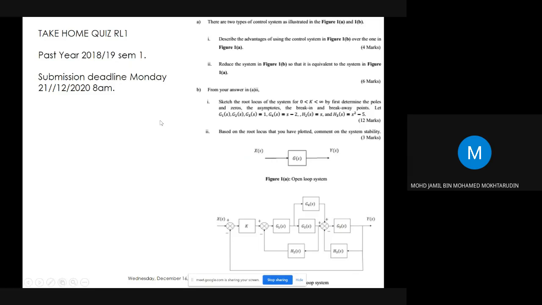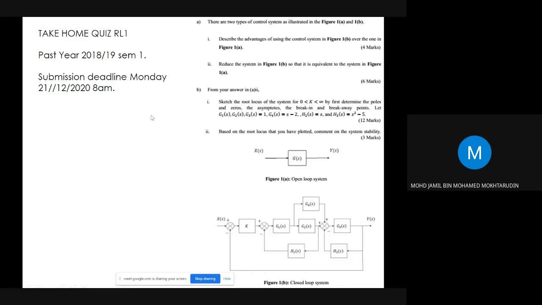Before we go to an example, I want to give you take-home quiz. Okay, so take-home quiz, root locus 1 is past year 2018-19. So the submission is 8 AM Monday. Okay, so you can try this. So yang ni legendary jugalah sebab student dia tak dapat reduce, dia tinggal terus, dia tak buat langsung. Okay, so this one involve reduction of block diagram. Okay, so mungkin boleh asah dari sekarang korang punya skill untuk reduction block diagram sebab dekat final ada.